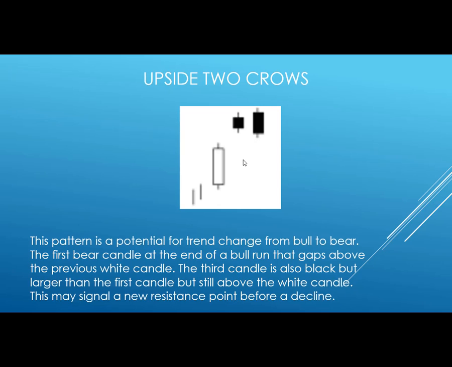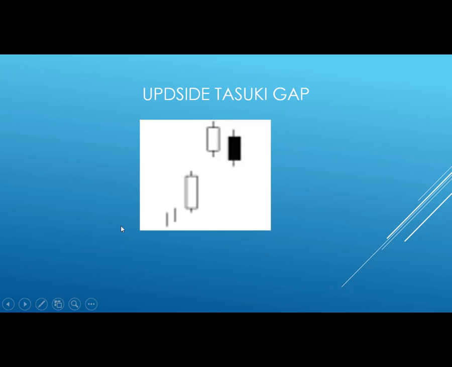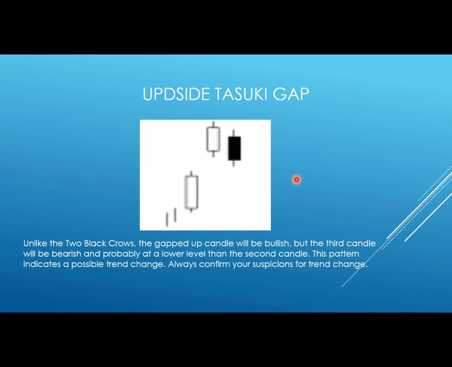Upside Tsuki gap. This is a potential trend change. So we have a gap up. Might be a bullish candle after the final bullish candle before the gap up, but then we have a dark candle afterwards. This is an indication that there may be a trend change. We will wait for confirmation in the next position the next day. If we have a bearish candle, we're pretty assured that there's going to be a decline in the stock price, and that we're now entering a bearish function.